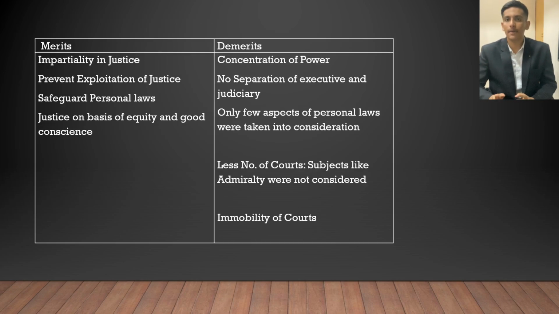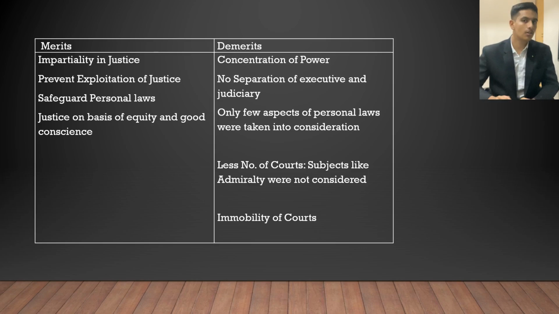What are the merits and demerits of this Adalat system or Warren Hastings plan? The first merit is impartiality in justice. That is, partiality and bias are not there, because there is diversity among the judges who presided there. Next is the prevention of exploitation of justice. Again the same point, that justice is not exploited or biased here. Again, personal laws are safeguarded, as Indian judges are there. The last point is justice on the basis of equity, justice and good conscience. So it is a moral justice.